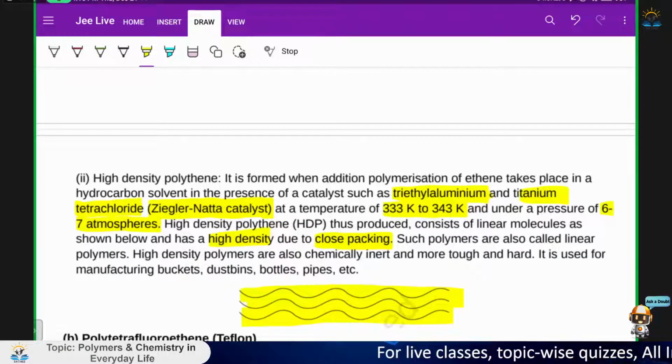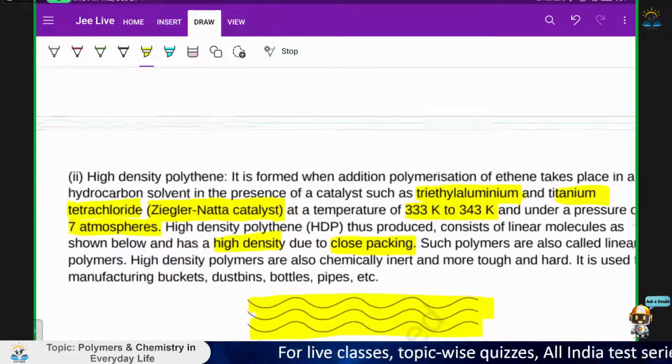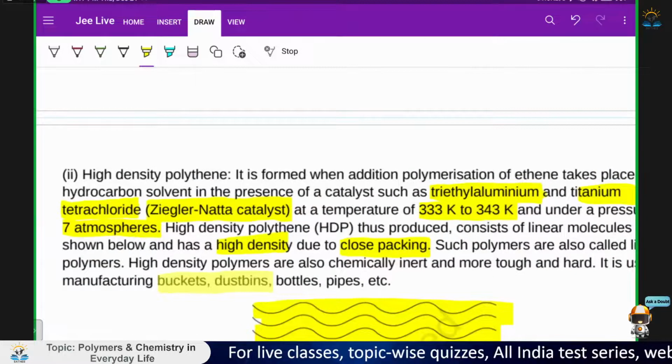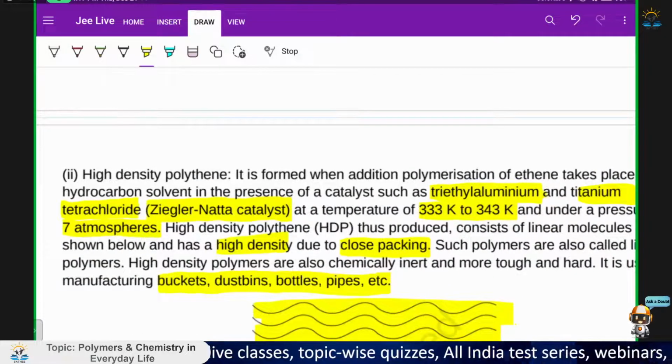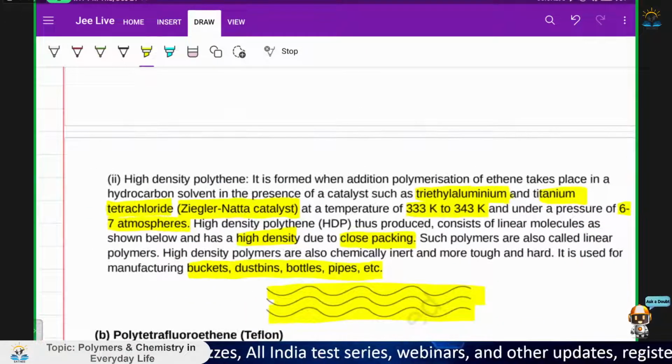High density polymers are also chemically inert and more tough and hard. It is used for manufacturing buckets, dustbin, bottles, pipes. So they are less flexible than low density polythene. So they will be used to make harder plastics like buckets, dustbin, bottles, pipes, etc.